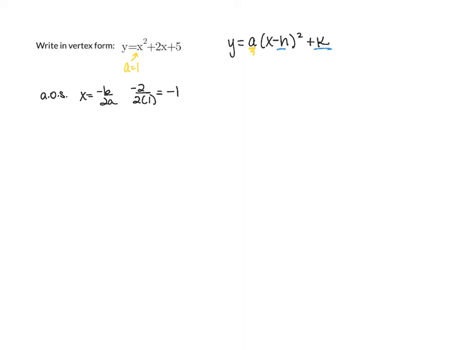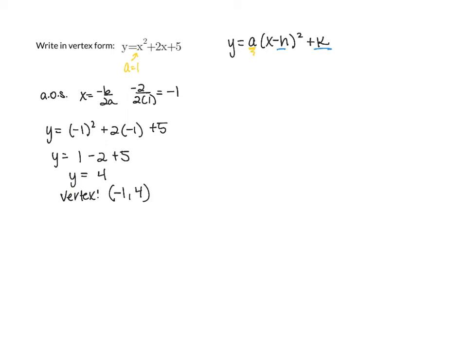Then, to find the y value to get my vertex, I would plug negative 1 back in. So we would get y equals negative 1 squared plus 2 times negative 1 plus 5. So y equals 1 minus 2 plus 5. So y equals negative 1 plus 5, which is 4. So I know that my vertex is the ordered pair negative 1, 4.